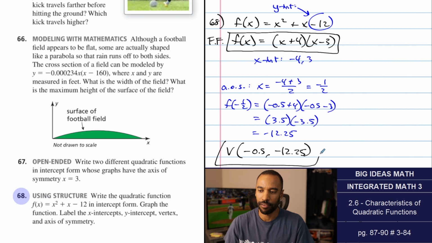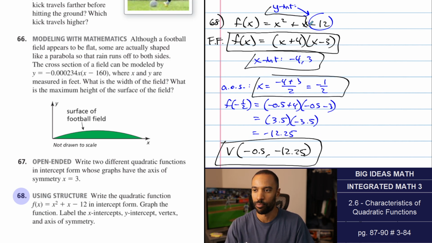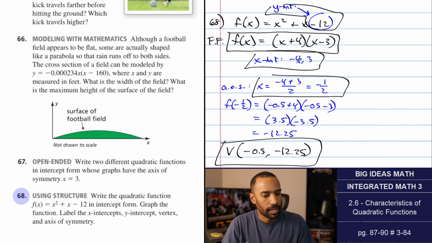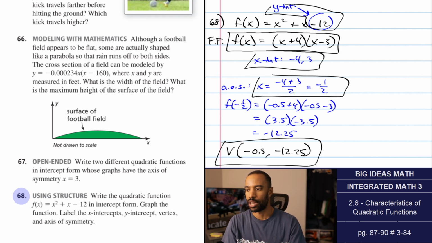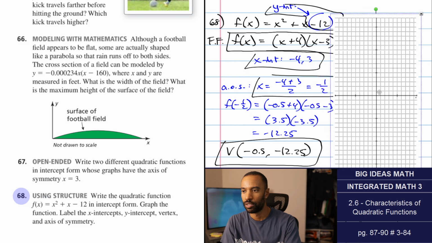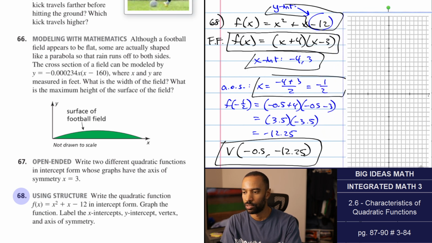So I think we have everything we need. We have axis of symmetry, we have x-intercepts, we have y-intercept, we have vertex. I might have said that already. Yep, we need those four things. Now we just need to graph it. And we have a stretch factor of 1. Heyo. So, we're barely going to squeeze it in.